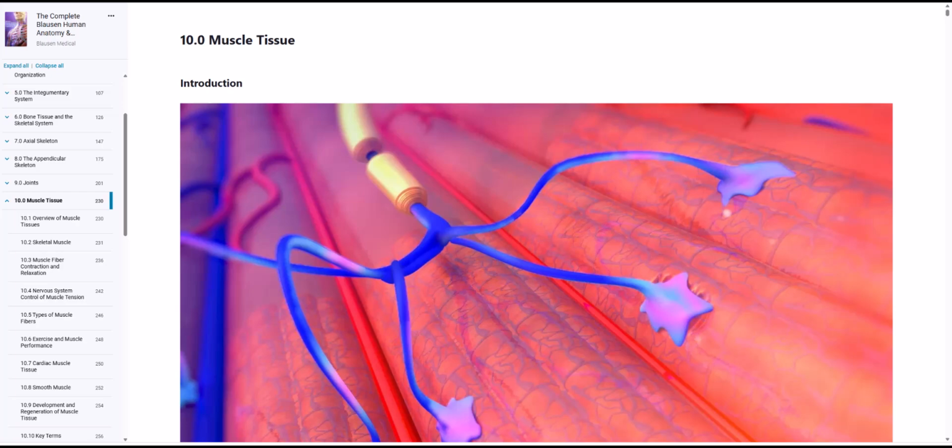Welcome to this discussion over the muscle tissues. This represents the fourth and final lecture involved in exam number 2 in the course.